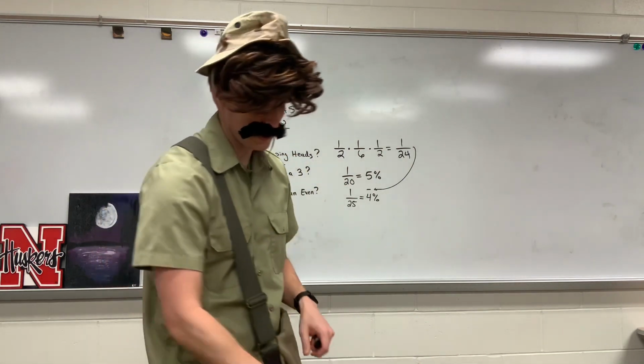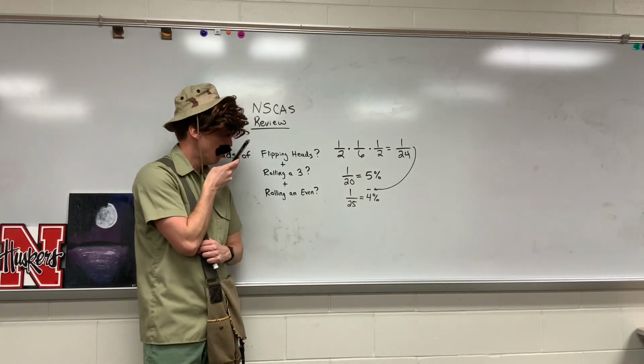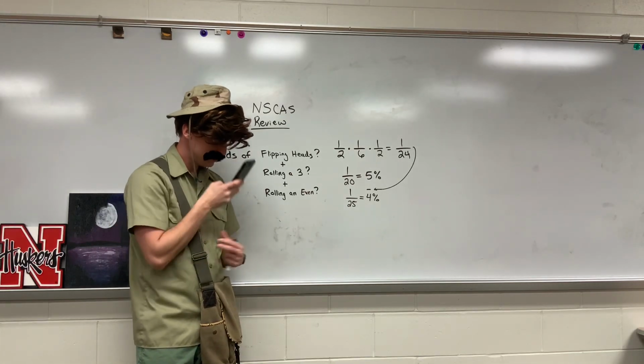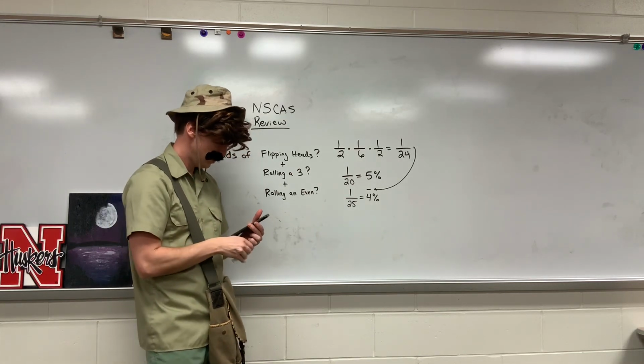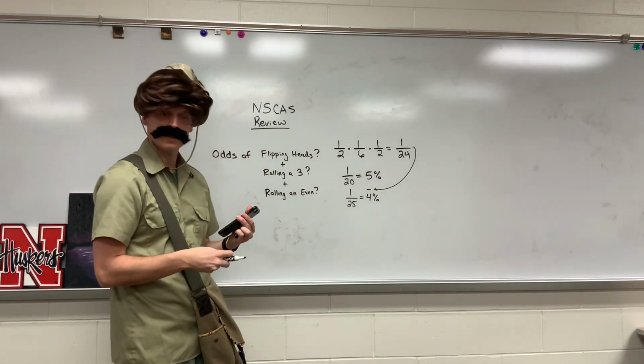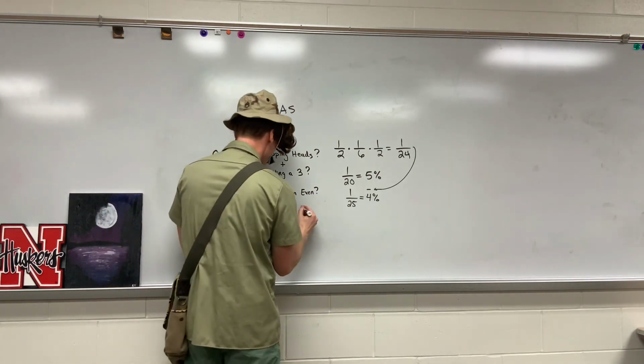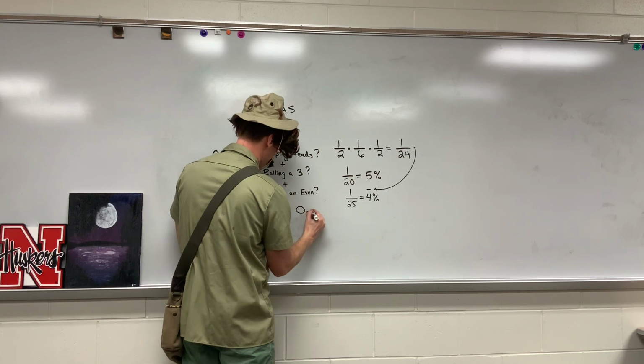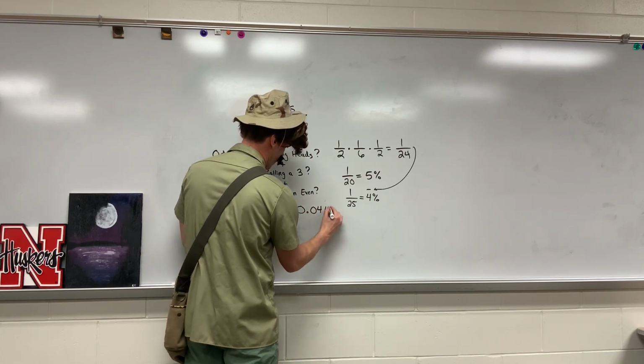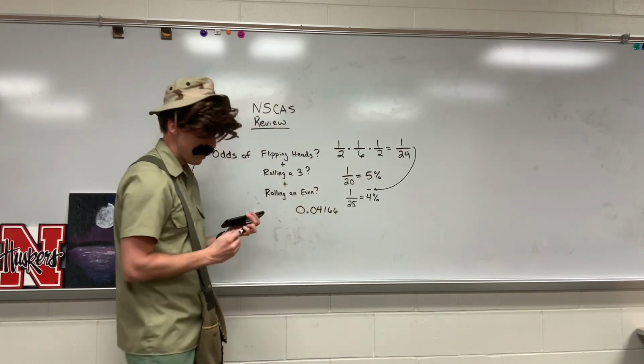All right, let's figure this out. What is 1 divided by 24? Ho, ho, ho. Good estimation, Nigel. Thank you. We have 0.04166. Okay, now understand this.